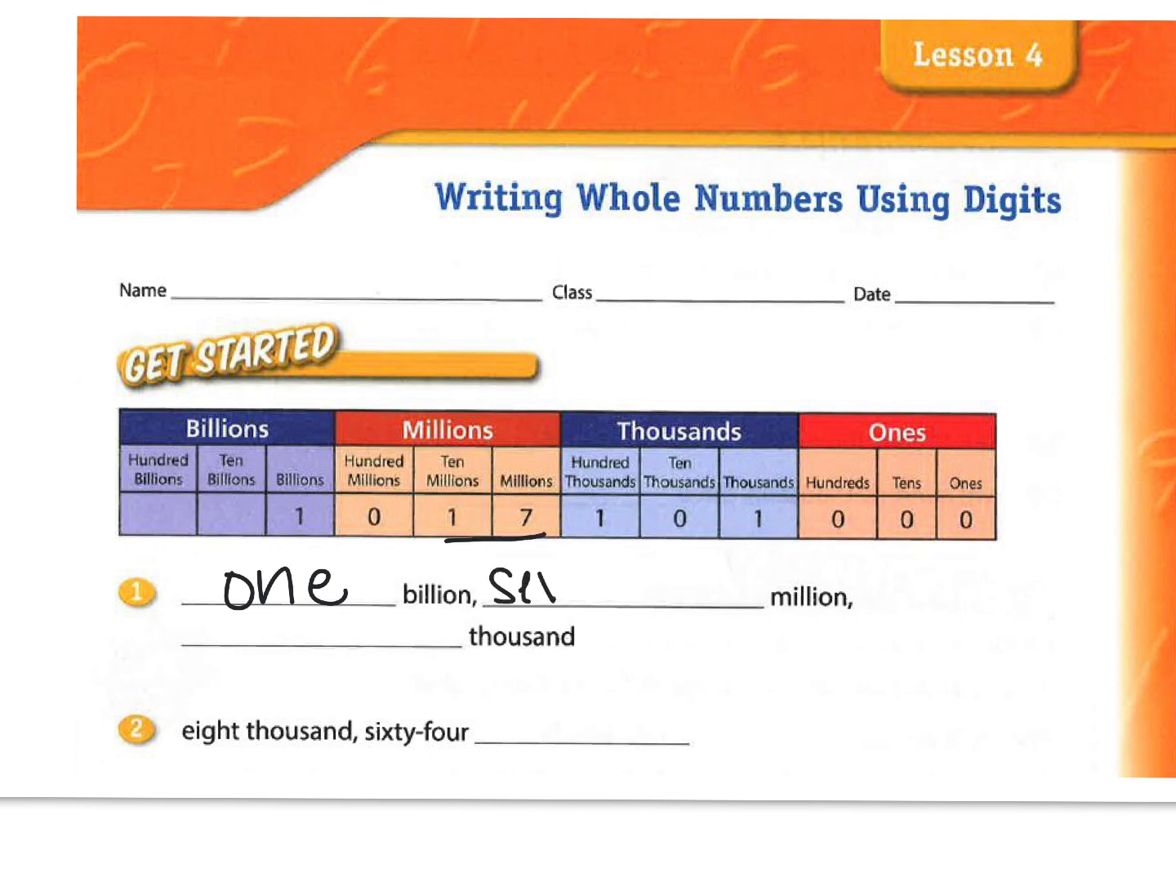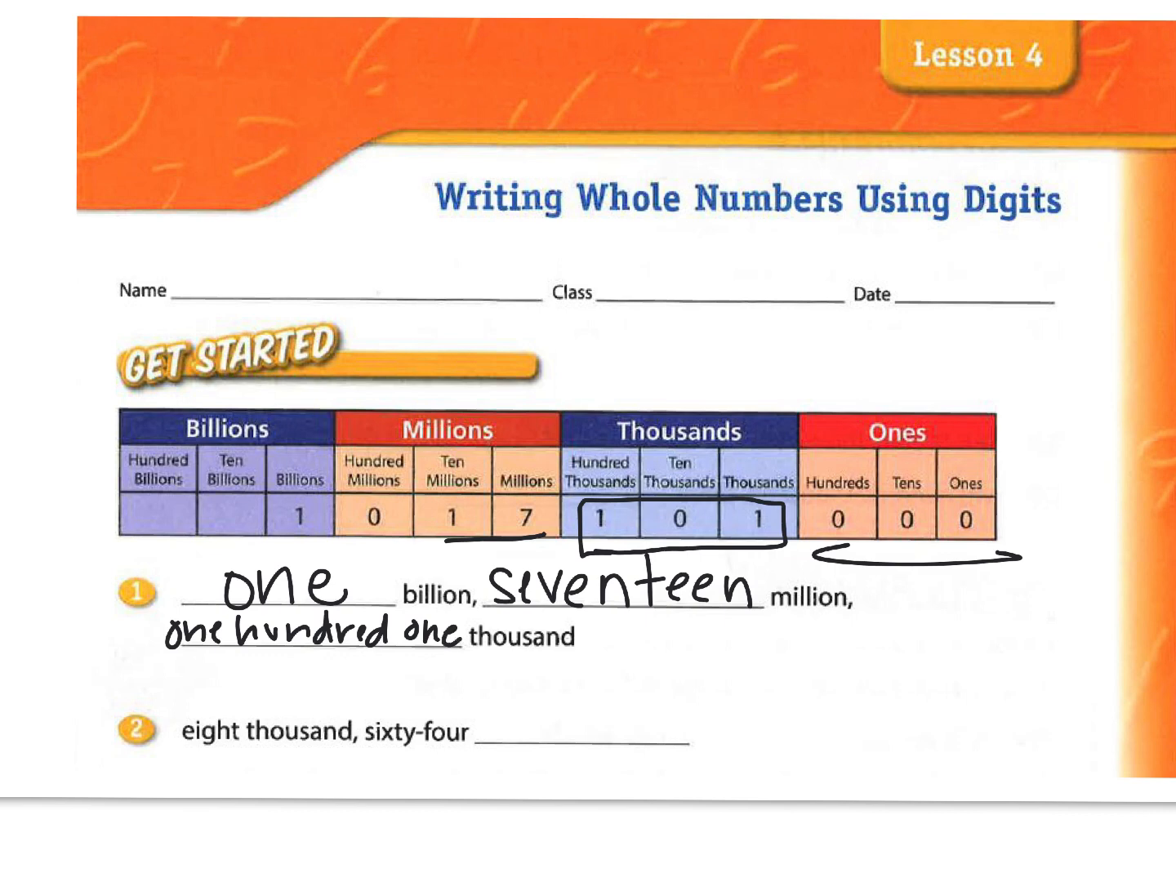17. So we would write 1 billion, 17 million. And then thousands, 101, right here, 101 thousands. And then there's nothing in the ones, so we don't need to write anything for that. So we would write 101,000. So pause if you need to and write that down.